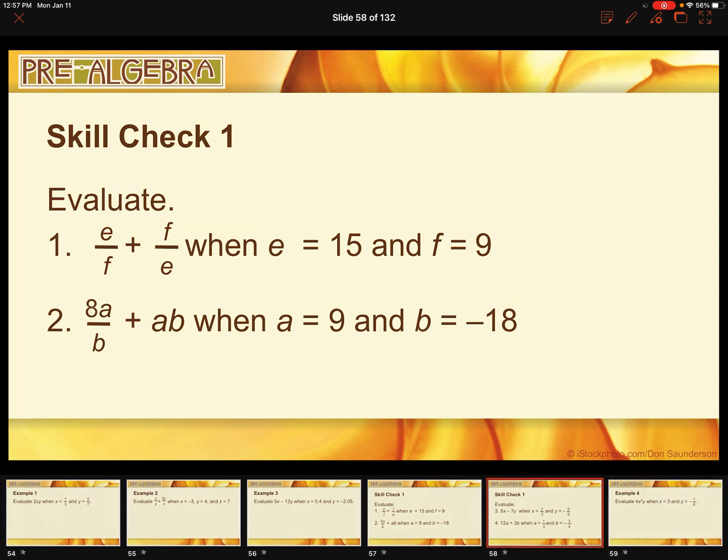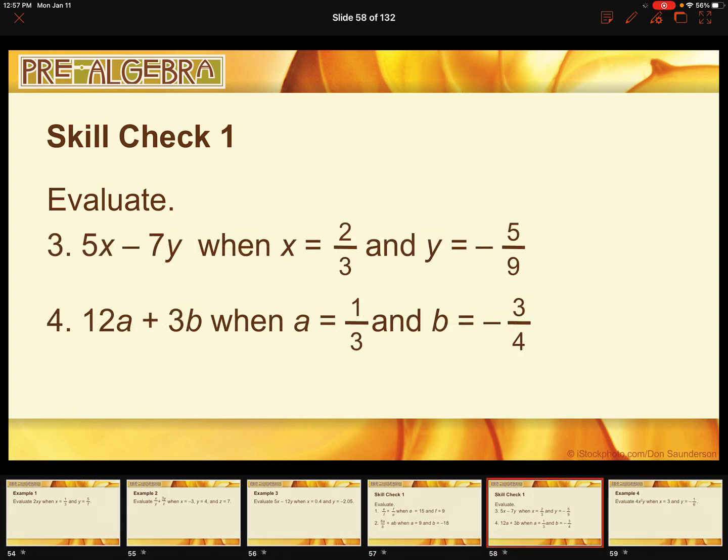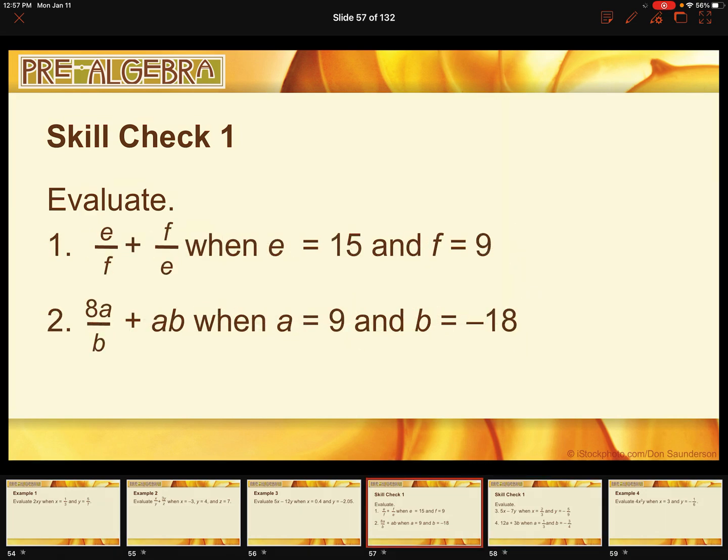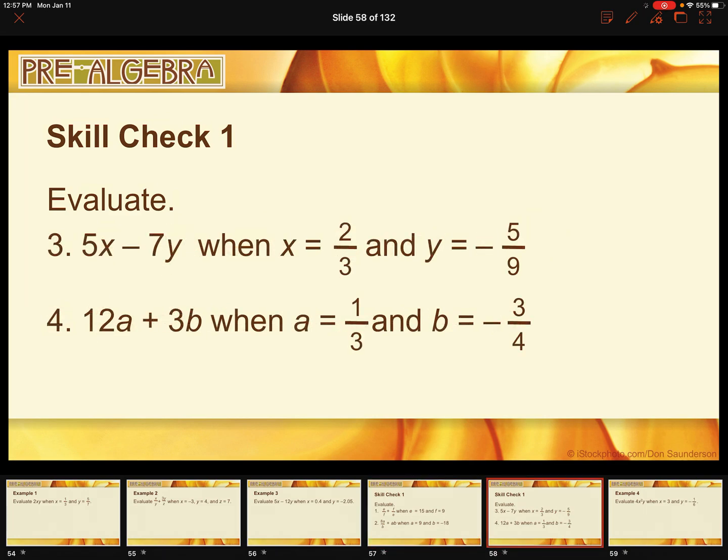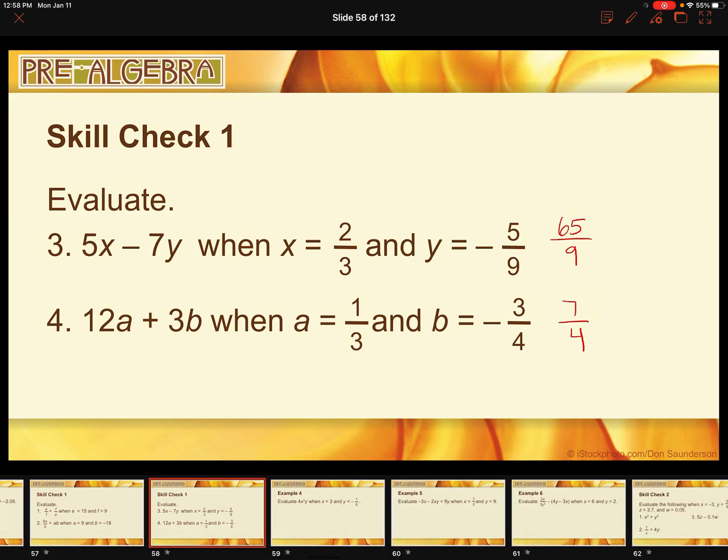Please pause the video. Complete skill check 1, which is questions 1, 2, 3, and 4, and then you can come back on to check your answers. Number 1, 34 over 15. Number 2, negative 166. Number 3, 65 over 9. And number 4, 7 over 4.